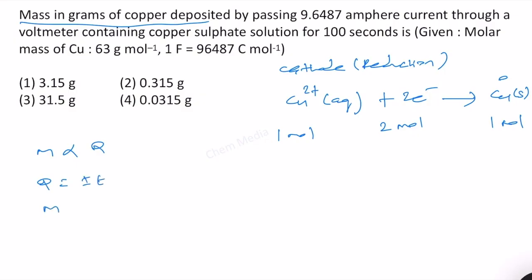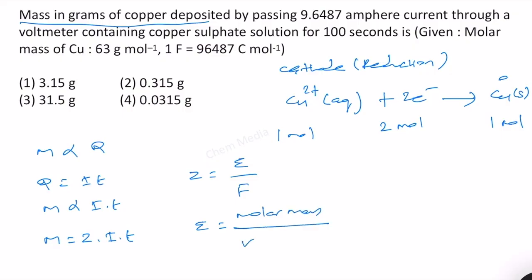Therefore, mass is proportional to current times time. To get rid of the proportionality factor, we introduce a constant here called Z, that is the electrochemical equivalence, which is equal to equivalent mass divided by Faraday. Equivalent mass is equal to molar mass divided by valency factor. Valency factor here is identified as 2. Therefore, mass we can easily calculate. Mass is equal to molar mass times current times time divided by 2 times Faraday. That is the equation we are going to use.